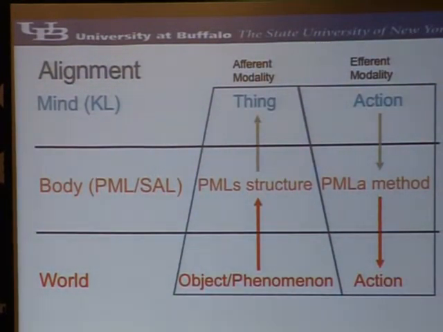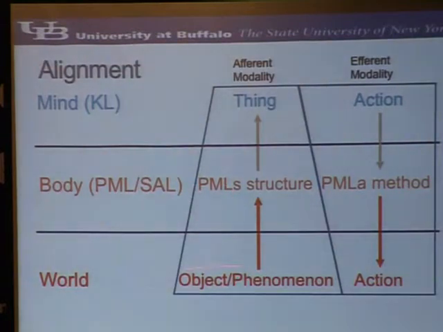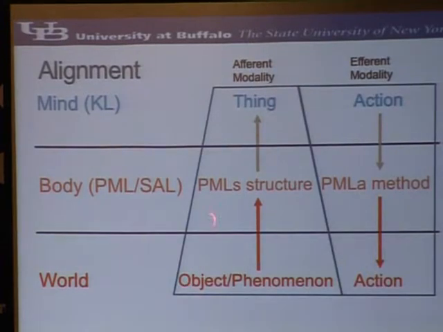Alignment has to do with connecting the knowledge layer with objects in the world. So for afferent modalities, the agent starts with some object or phenomenon in the world, goes through sensing it, and then goes through perception, in which it interprets these sensations as representing things that it conceives of in order to understand what's out there. And on the efferent side, there are actions that bottom out in primitive actions that are implemented by PMLA methods, which cause action to occur in the world.